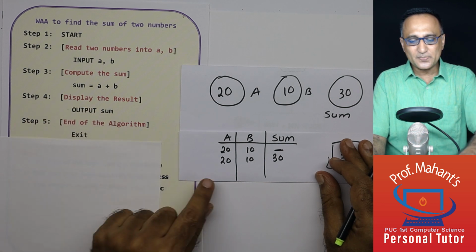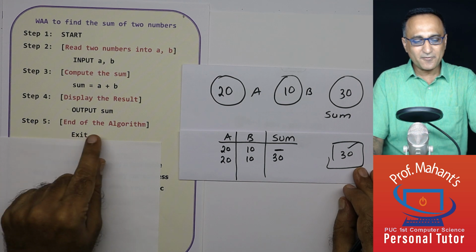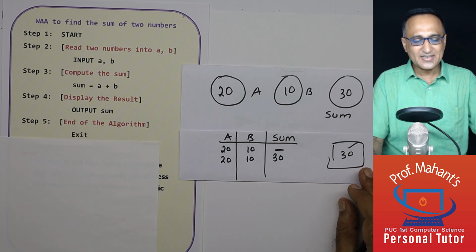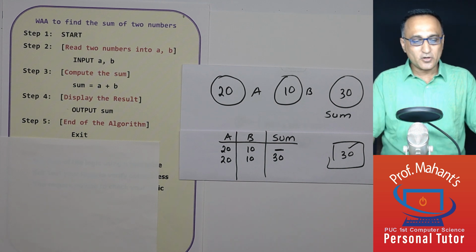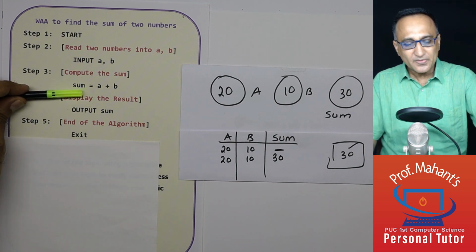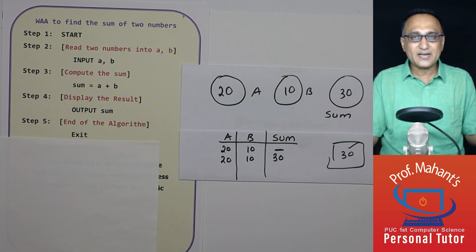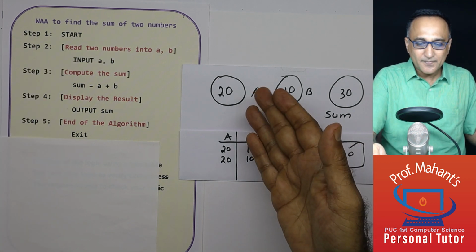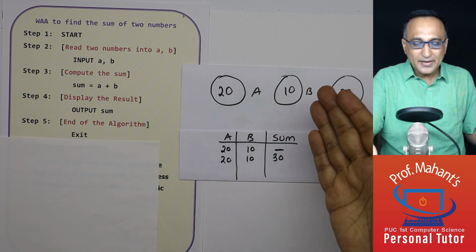Step number 4, display the result. Here it is, I am displaying the result. Step number 5, end of the algorithm, I am doing an exit. So if you see here, the steps were in a definite order. Before input, if I had written compute A plus B, I would not be able to get the correct sum because I have not read or accepted any values from the user into A and B.